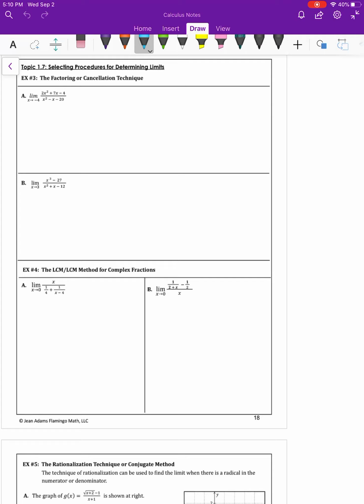the limit as x approaches negative 4 of 2x squared plus 7x minus 4 over x squared minus x minus 20. I see this as possibly being something that I could factor. I notice that in the denominator, if I use direct substitution, this is my denominator only, I would get 20 minus 20. I would get 0, division by 0.